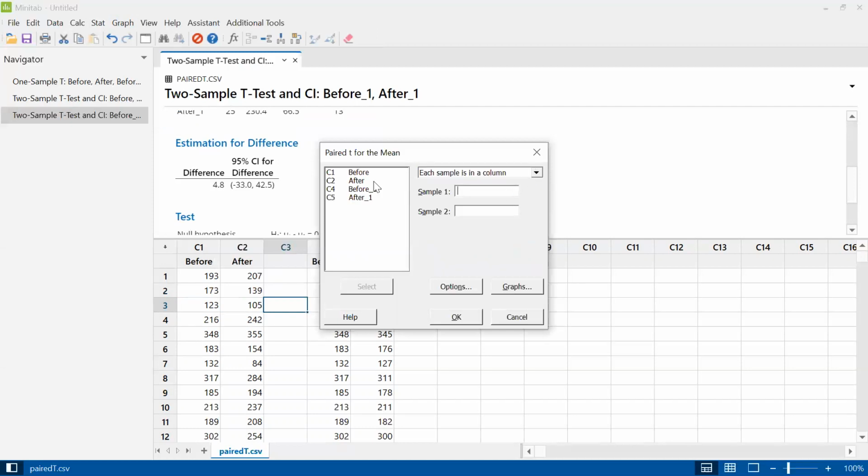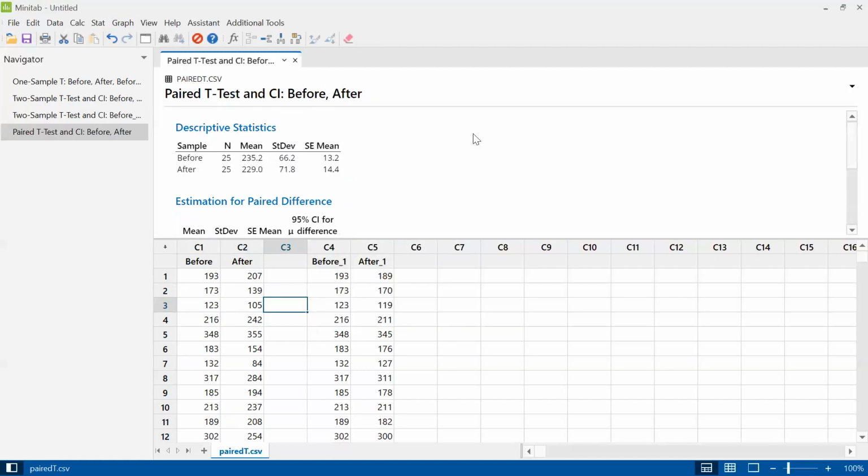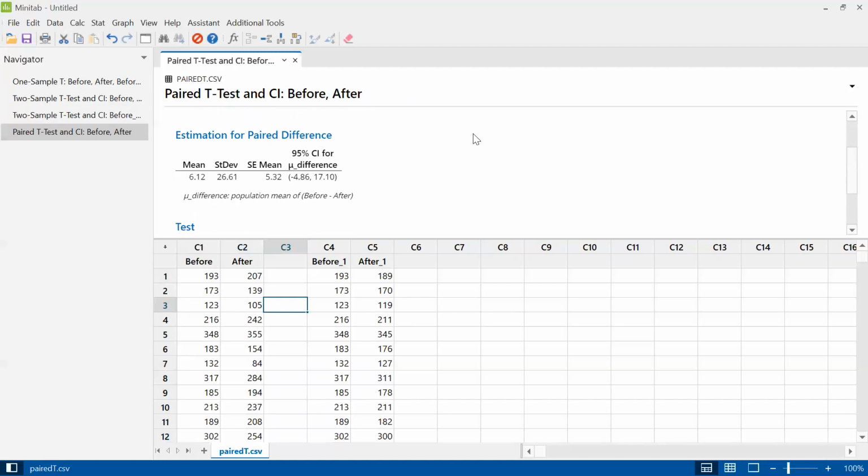So basic statistics, paired t. Each sample has its own column. We'll do before and after. Okay. So estimation for the paired difference.